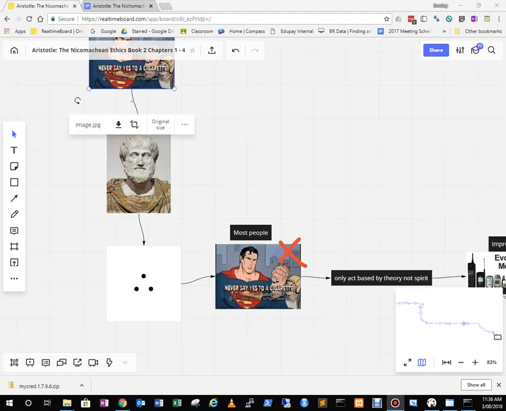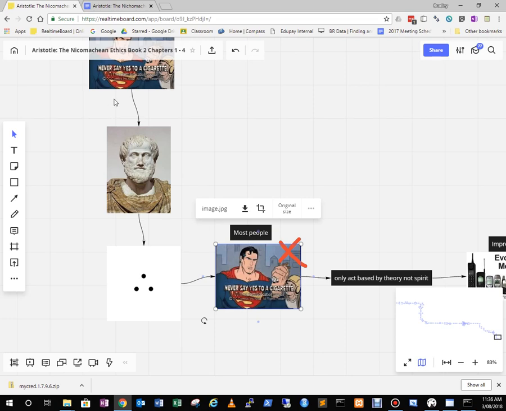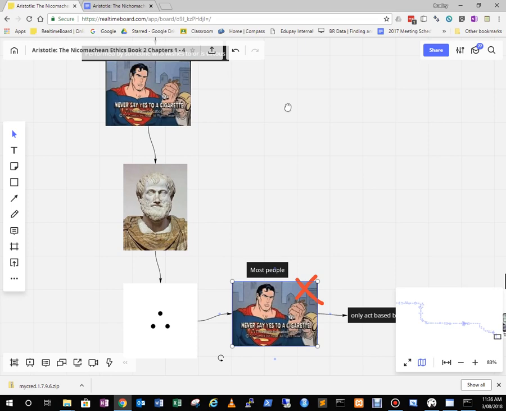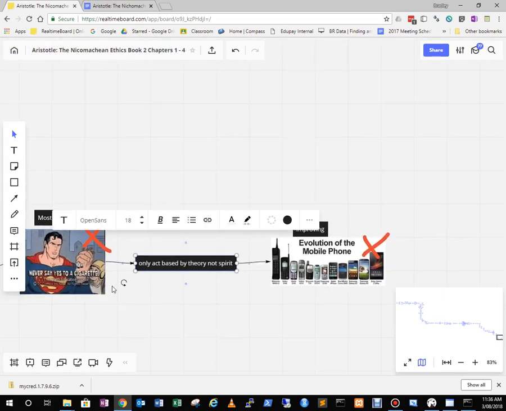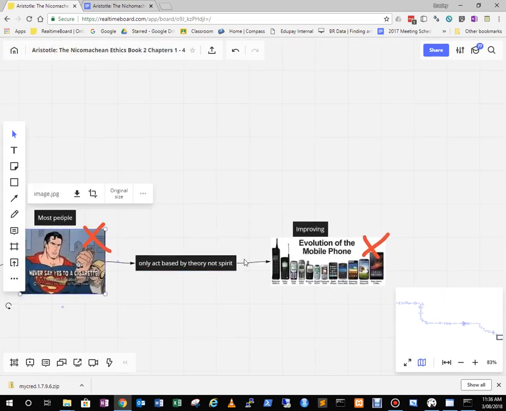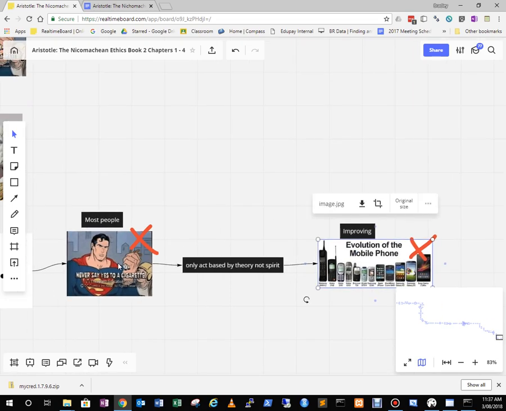Take a note. At the end of chapter 4, the conclusion is that most people don't perform virtuous actions in the state of being virtuous. Right? They only act based on the theory, not based on the spirit. And if you do that, you can never really improve yourself as a virtuous being. You can't add to your virtue. In order for one to add to their virtuous state, they must engage in behavior that is virtuous while they are in the mental state of being a virtuous person.